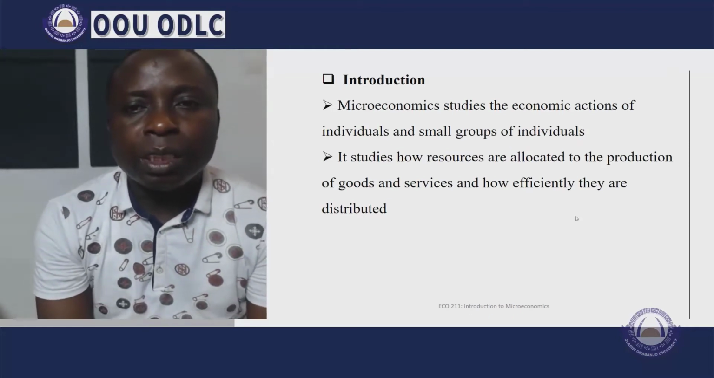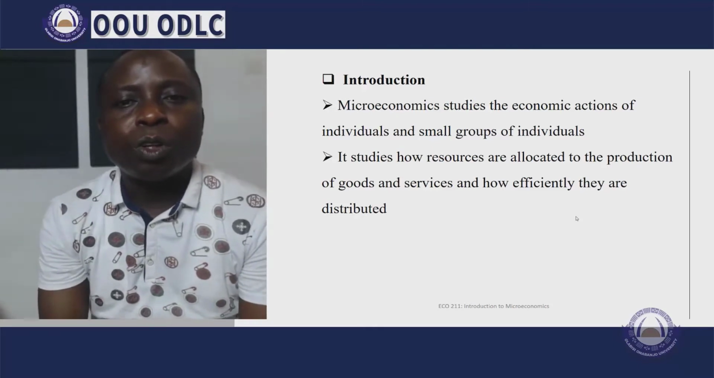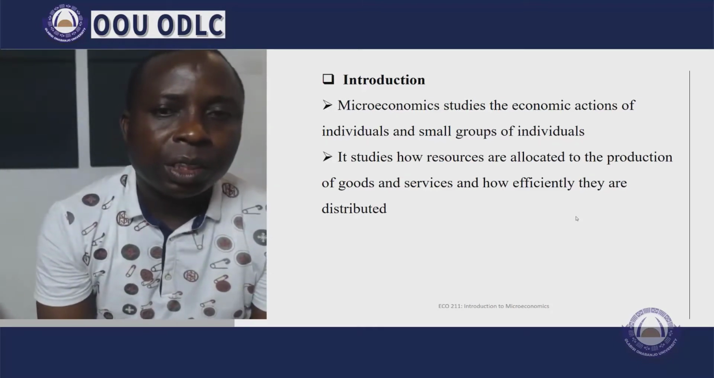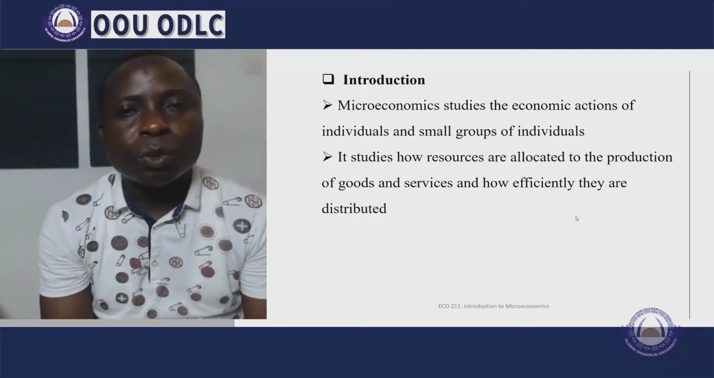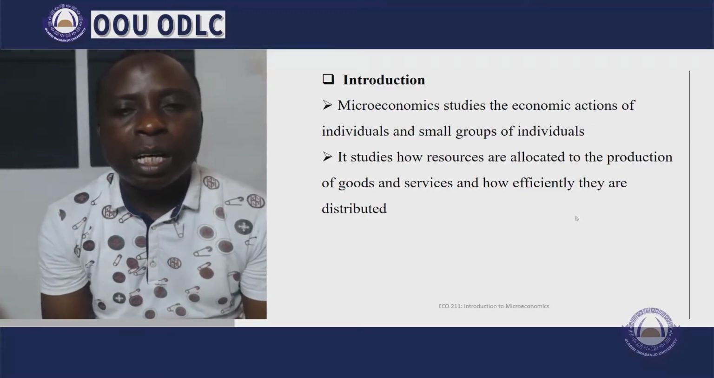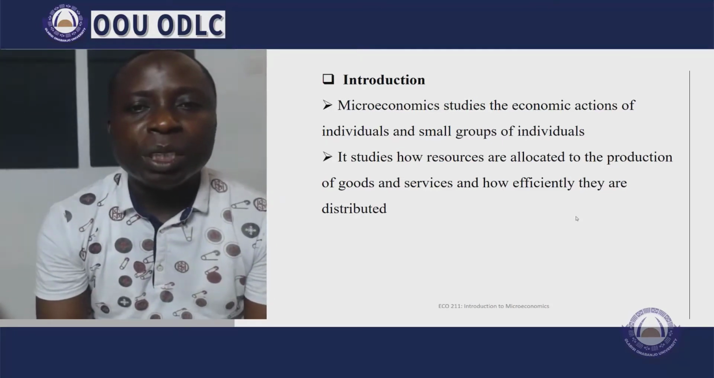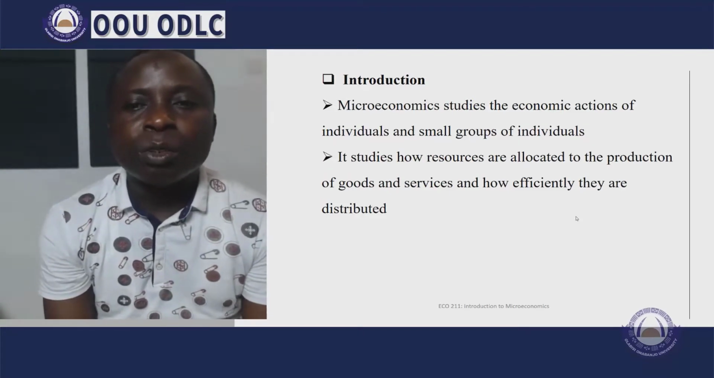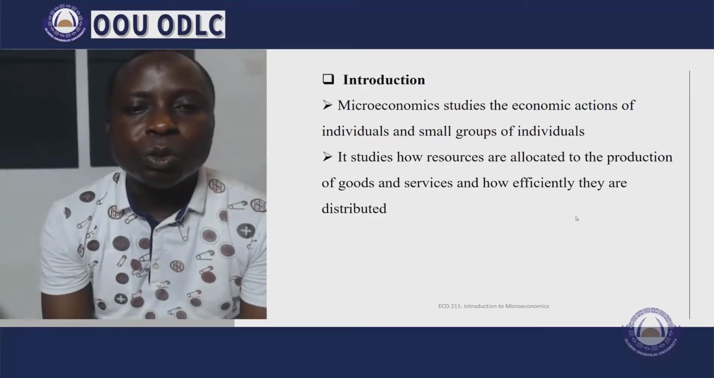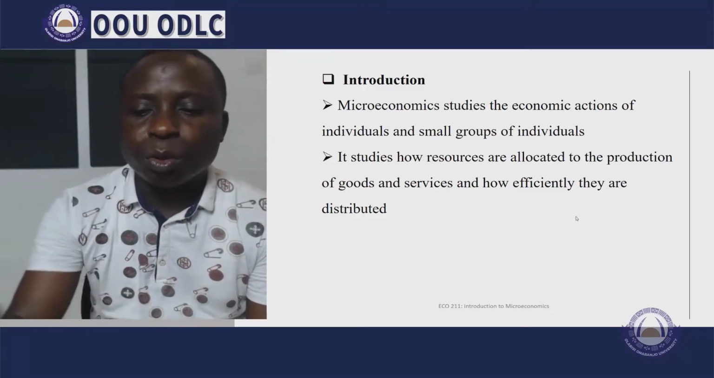Microeconomics studies the economic actions of individuals and small groups of individuals. These individuals include the household, the firms, and the government. They are called economic agents. It studies how resources are allocated to the production of goods and services and how efficiently they are distributed.